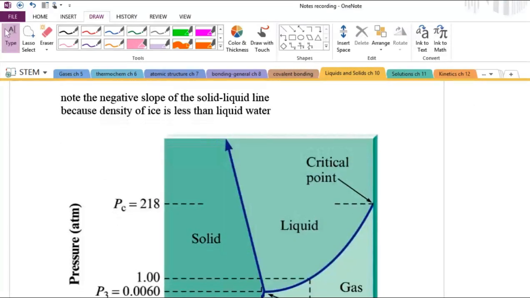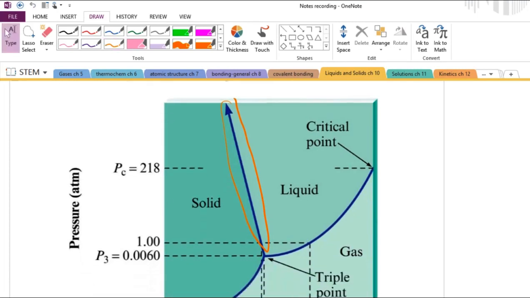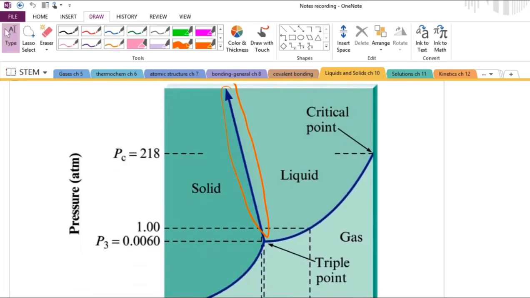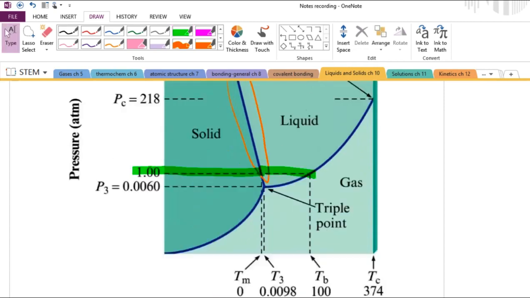Okay, note the negative slope of this solid liquid line. That's because the density of the solid ice is less than liquid water. And on all of these, 1 atm allows us to find the normal melting point and the normal boiling point, the triple point where the three lines come together, and the critical point where there's no boundary between liquid and gas.